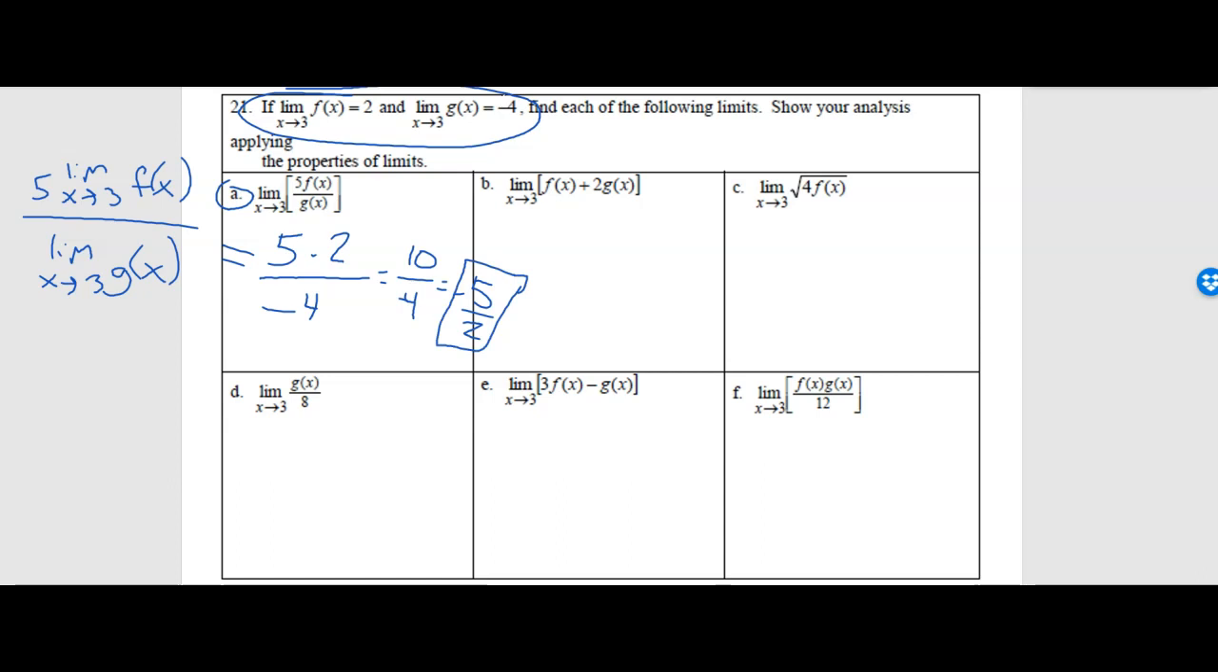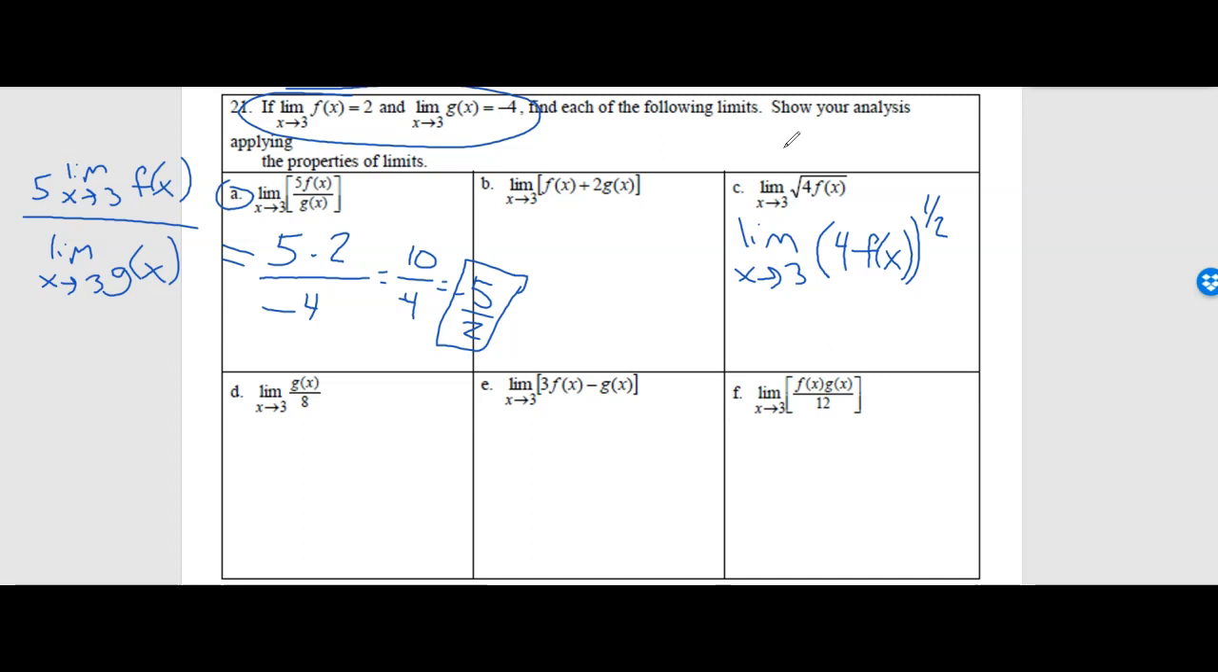Okay, and the final one we're going to look at is part C. So it may be easier to write this radical as an exponent because our properties were in terms of that one property dealing with exponents. We didn't have a radical property. It was in terms of the exponents or the power property. So we're going to rewrite it. So this can really be rewritten as the limit as x approaches 3 of 4 times f of x raised to the power of 1/2, because the square root is equal to the power of 1/2.